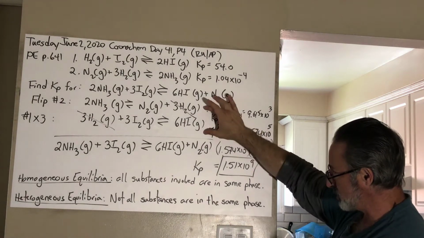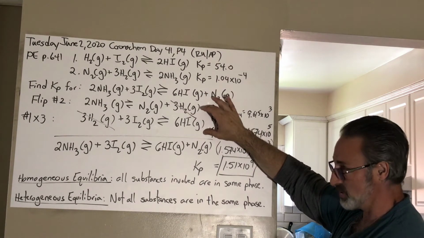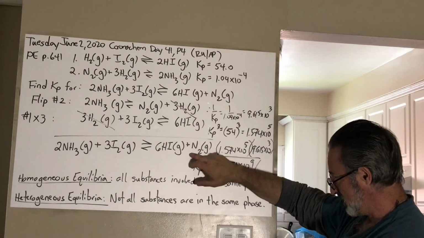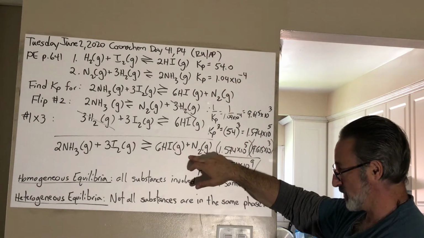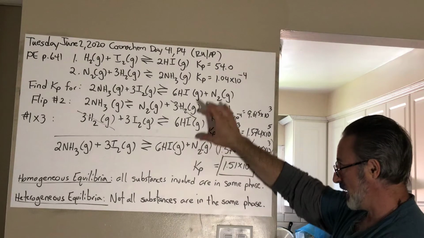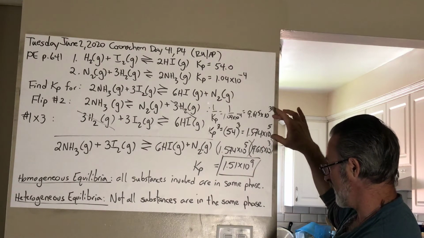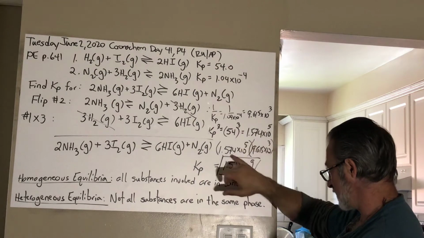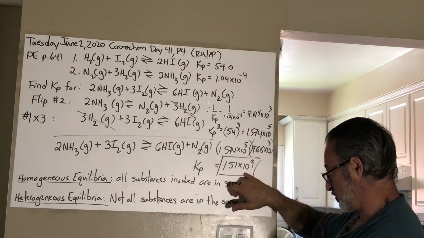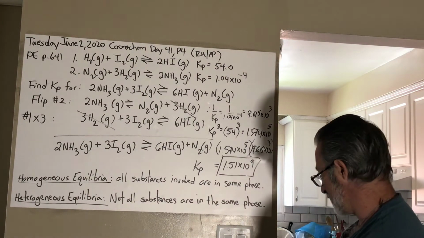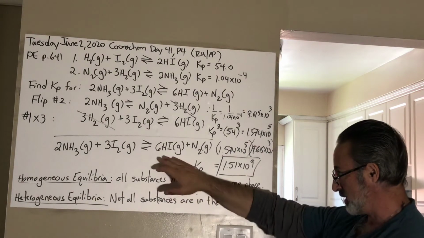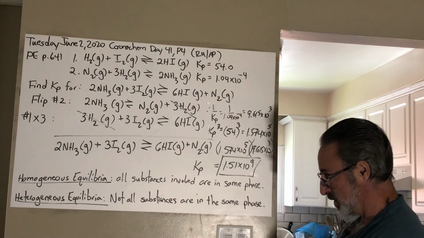Now you add these 2 reactions the same way you would with Hess's law in chapter 5, and you get your target reaction. When you add 2 reactions, the result is that you multiply the values of Kp. So I multiply the 2 results I got, and the final answer is 1.51 times 10 to the power positive 9 for this particular reaction.